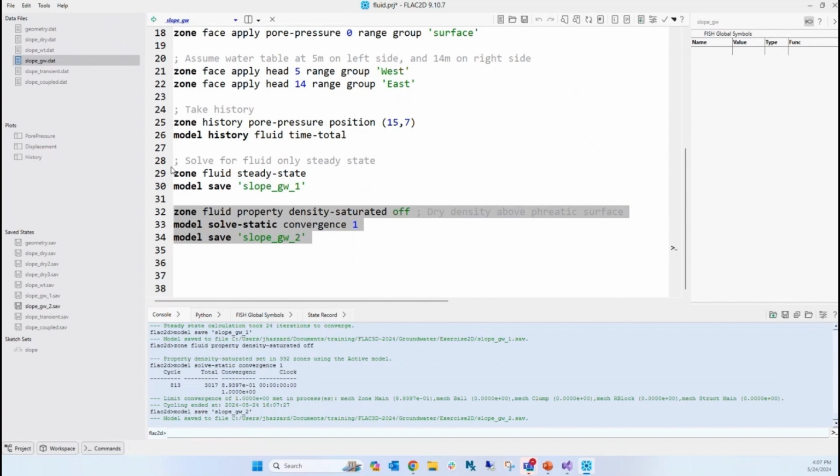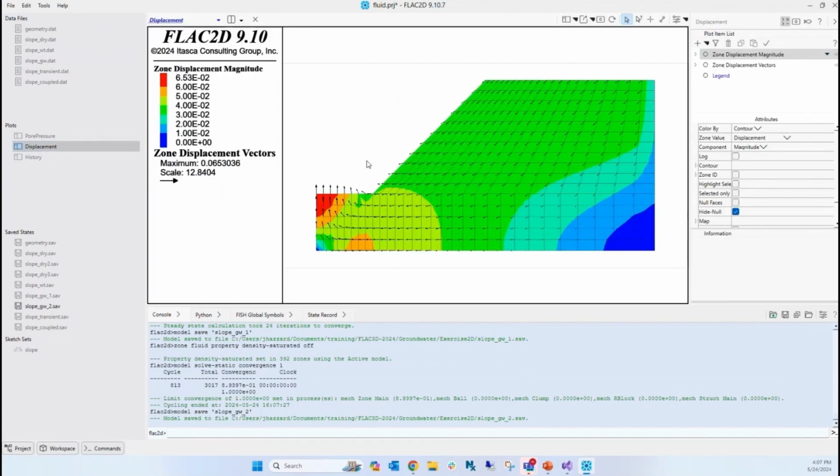Solves quite quickly. Now I can go look at my displacements. I can see, again, some downward displacement, mostly due to the change in the weight of the material, right? So essentially what we did is we lifted up the water table from the bottom to 14 meters over here, and that causes this material to become heavier because the porosity is 0.3, and so we get this sort of downward movement in the end, a little bit of upward movement here at the toe.